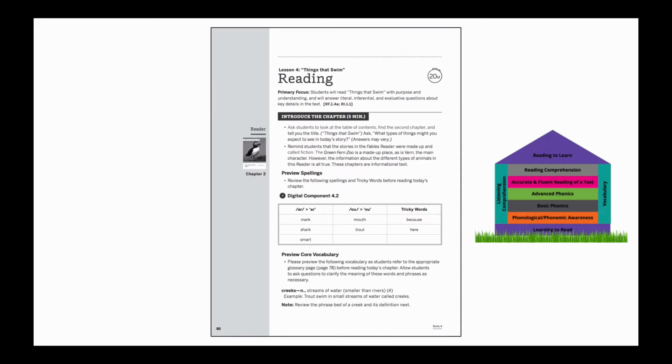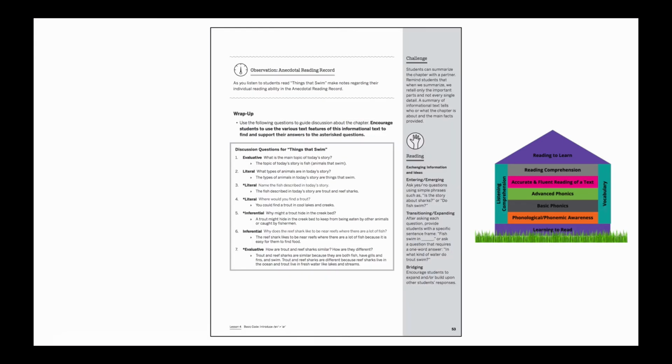Finally, students move into a whole group reading of Things That Swim. This will prepare them to read the same text in partnerships the following day. The teacher begins this lesson by previewing the spellings that students will see within the text. After whole group reading is complete, students then respond to discussion questions for Things That Swim as a whole group. Here, students are practicing their reading comprehension since they are now making meaning of a text that they read whole group.